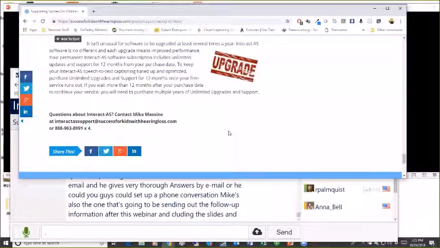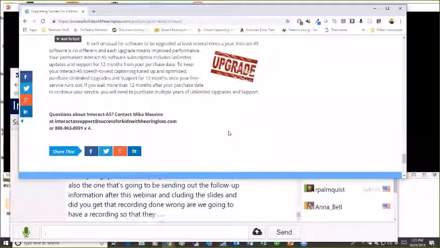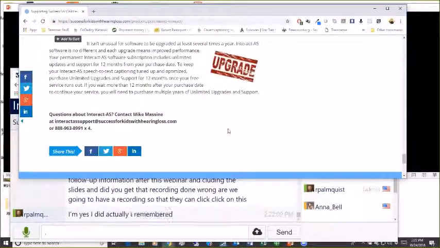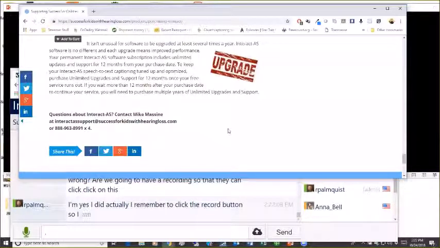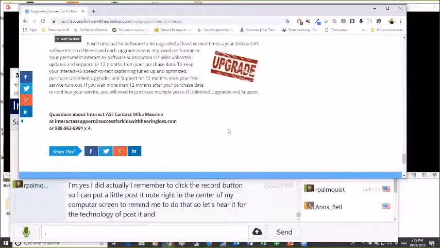And did you get that recording done, Rob? Are we going to have a recording so that they can click on this? Yes, I did. Actually, I remembered to click the record button. So I put a little Post-it note right in the center of my computer screen to remind me to do that. So let's hear it for the technology of Post-it notes.